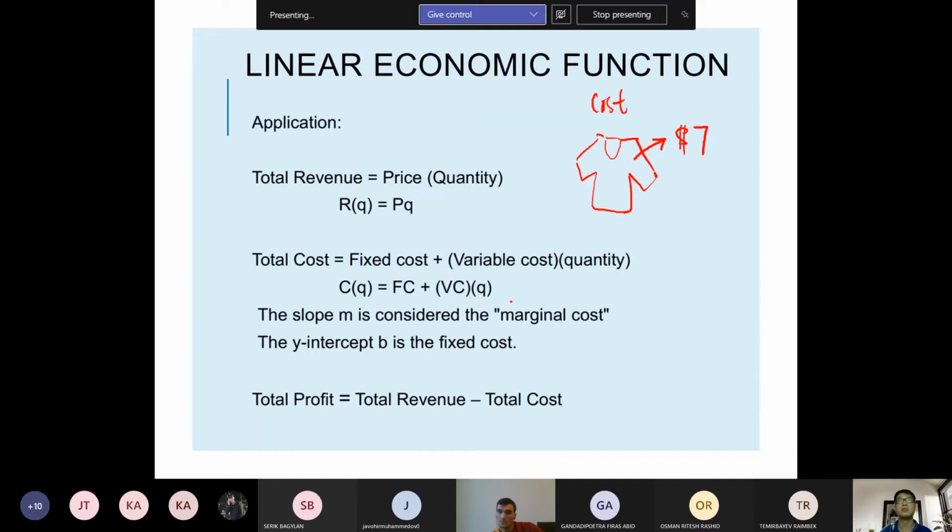We call this the marginal cost. The marginal cost is the cost to produce 1 unit of product.